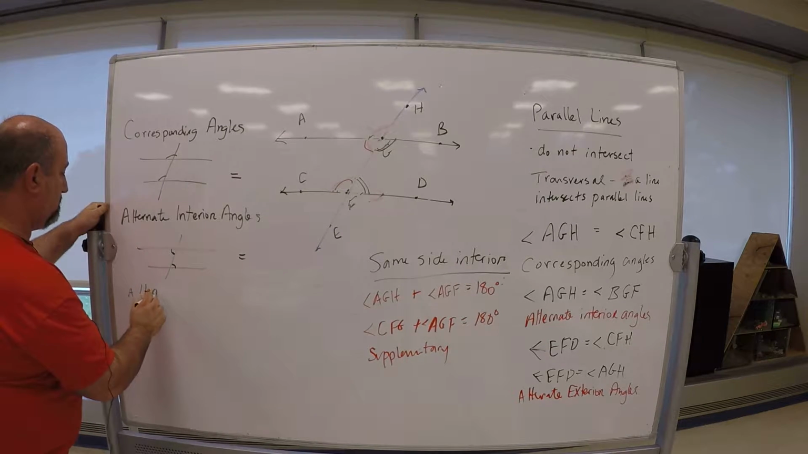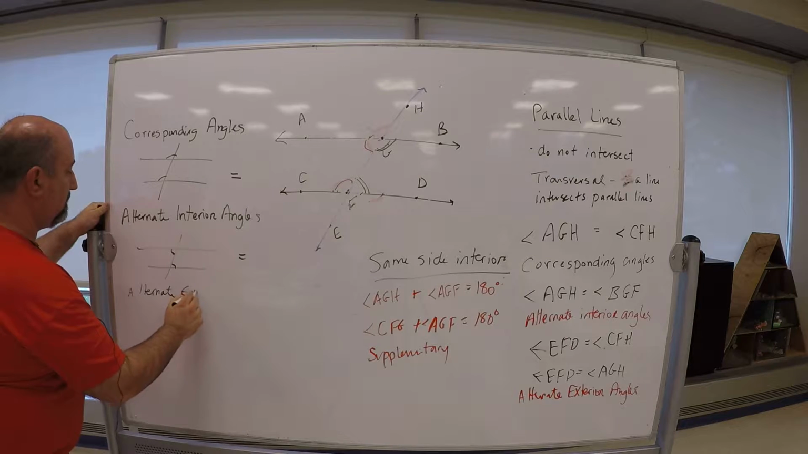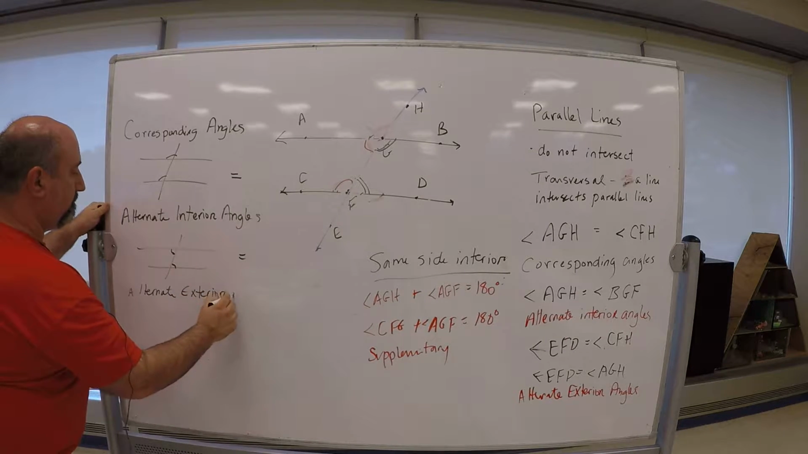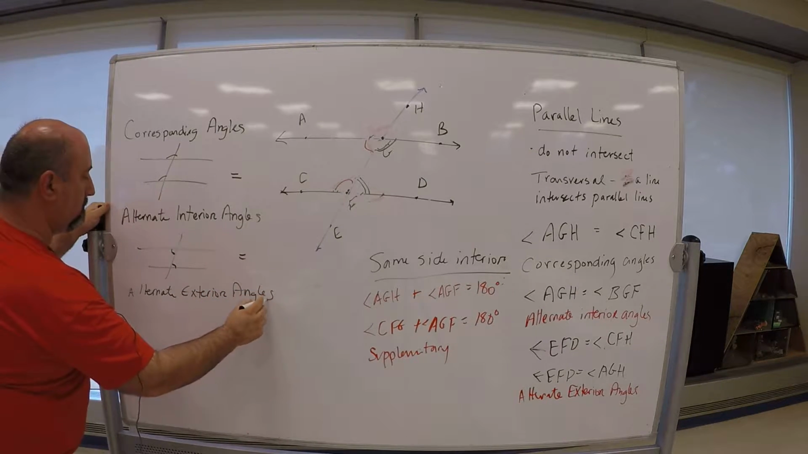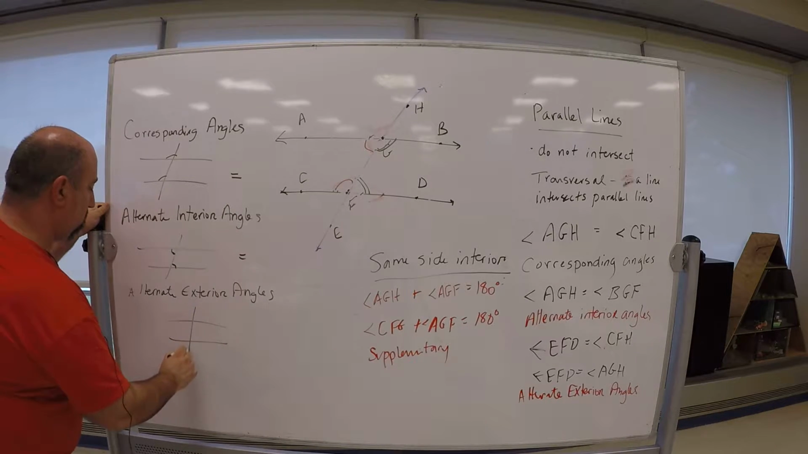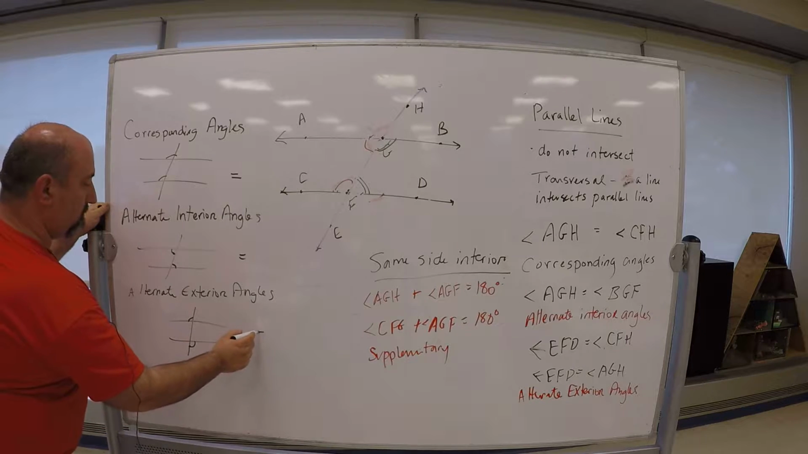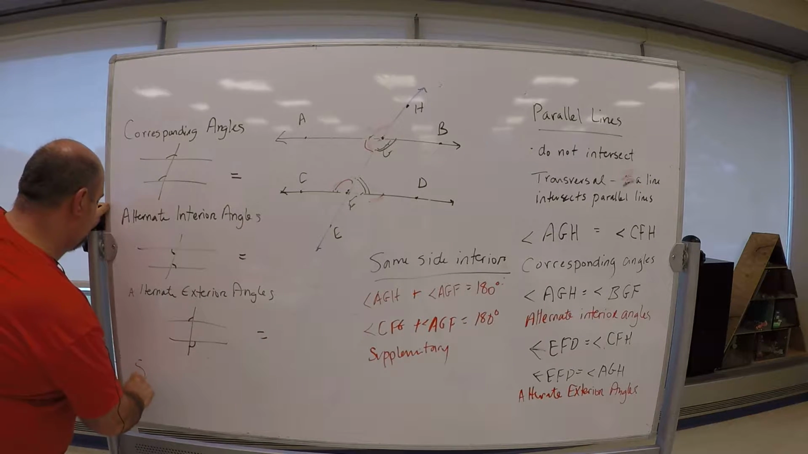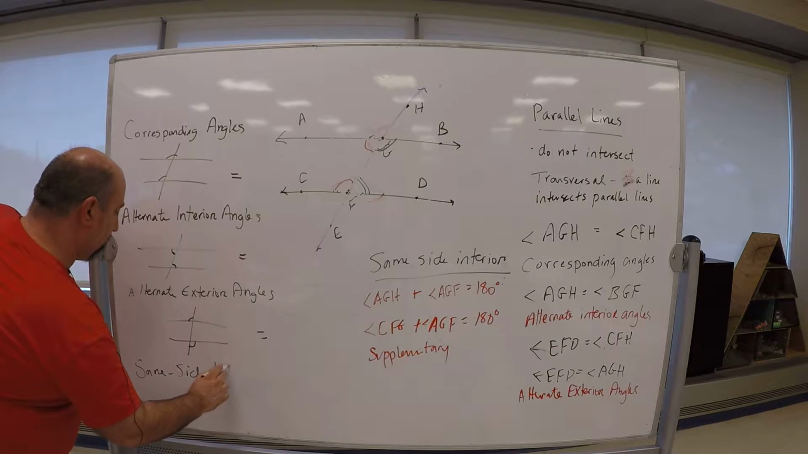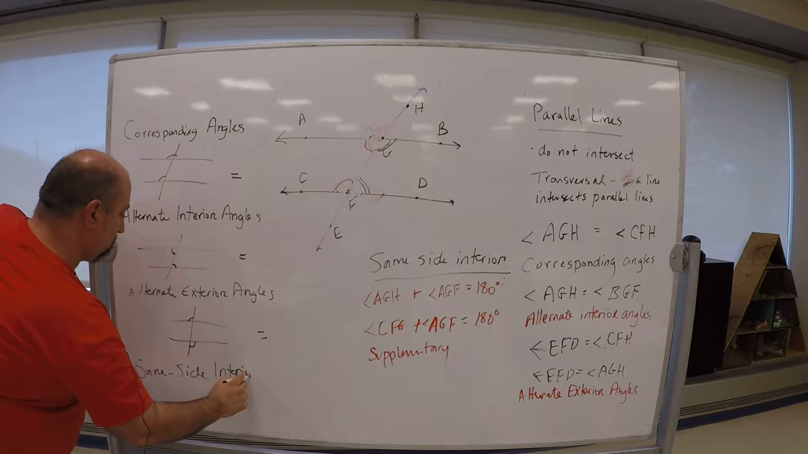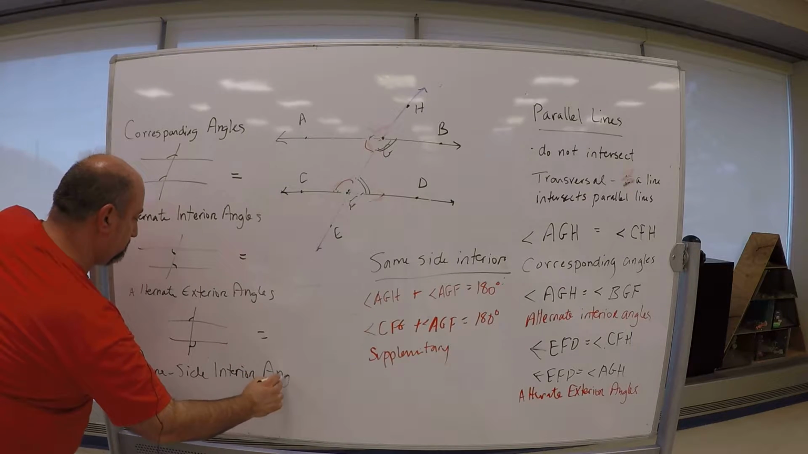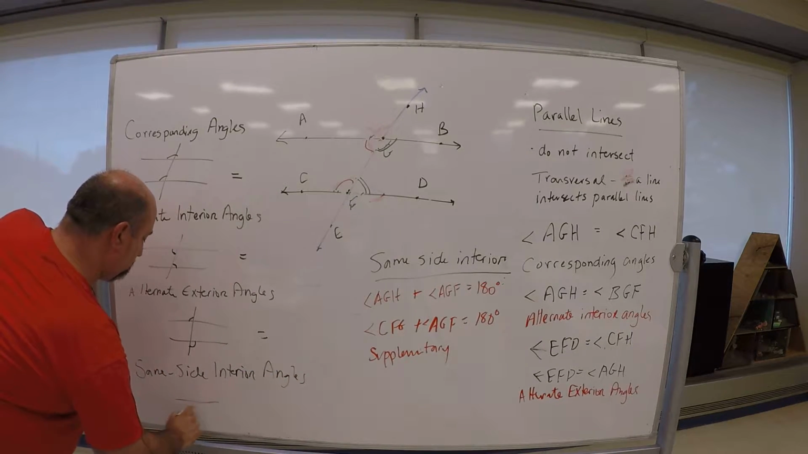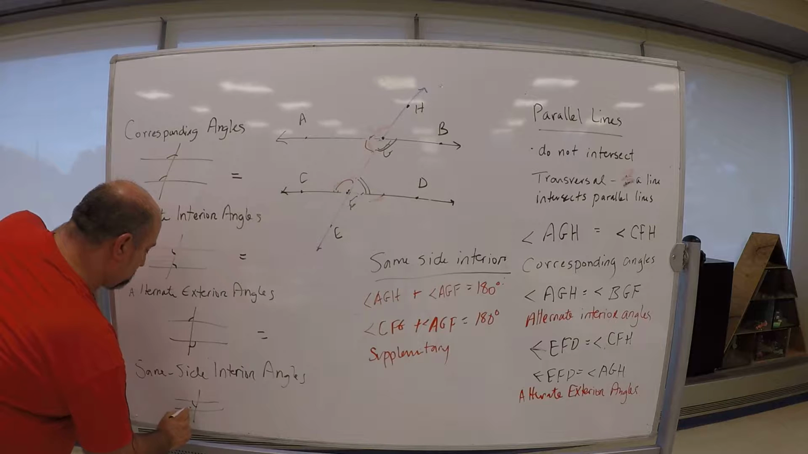Alternate exterior angles, which look like this. They're also equal. And then same side interior angles, which are supplementary.